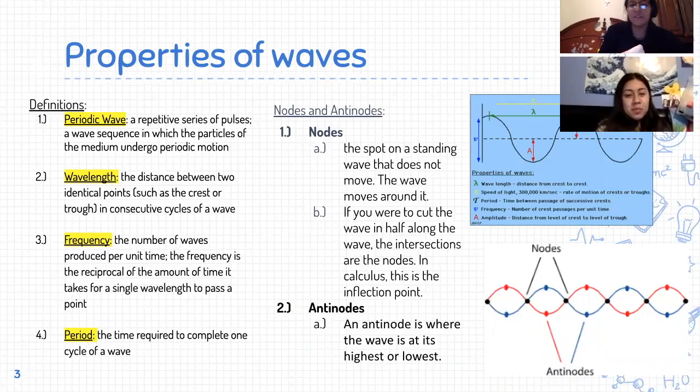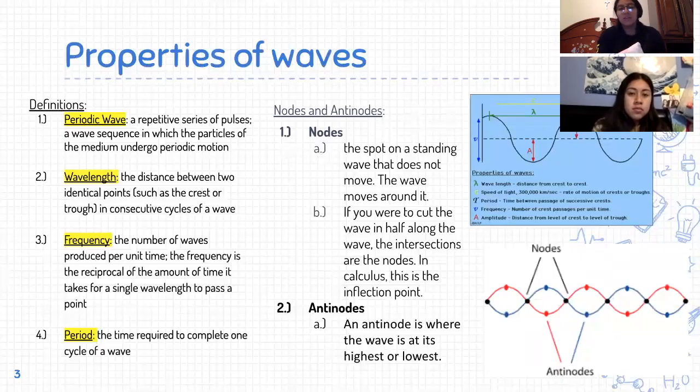Periodic wave is a repetitive series of pulses, a wave sequence in which the particles of the medium undergo periodic motion. Wavelength is the distance between two identical points in consecutive cycles of a wave. Frequency is the number of waves produced per unit time, and the frequency is a reciprocal of the amount of time it takes for a single wavelength to pass a point. Period is the time required to complete one cycle of a wave.